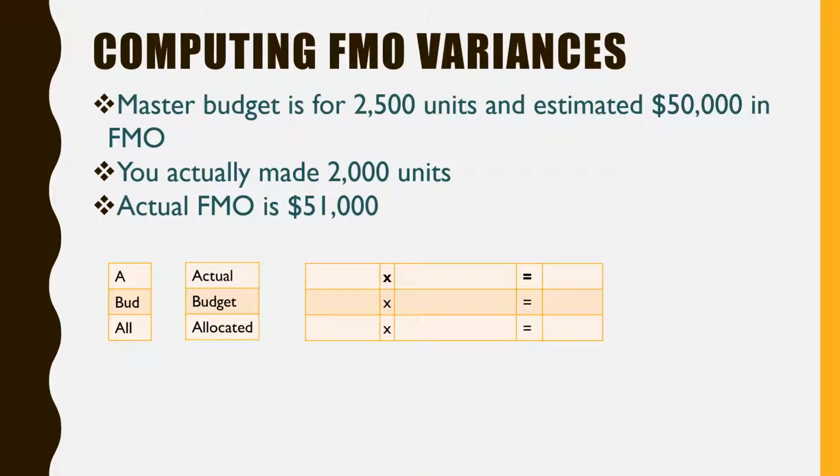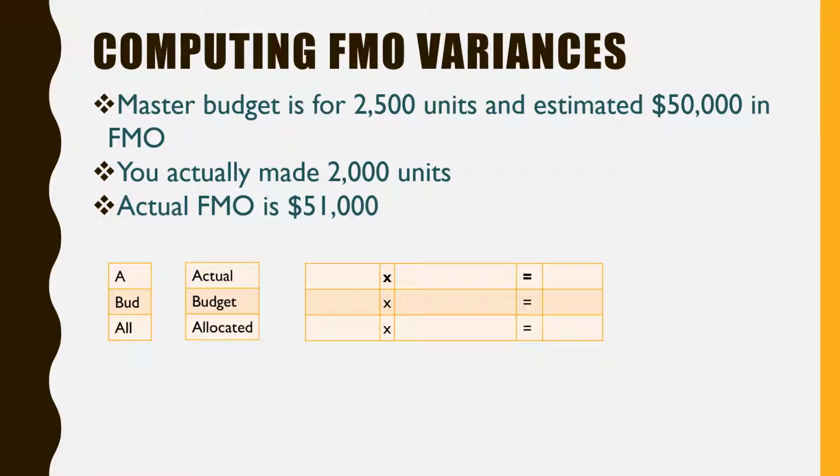Now we'll use that table for our same problem, manufacturing those metal owls. Our master budget is for 2,500 units, which we've had in all the slides before. What we're adding here is our estimated fixed manufacturing overhead was 50,000. We actually made 2,000. Again, that's consistent with the other parts of this problem, but we do need to know that our actual fixed manufacturing overhead is 51. So you can kind of just look at it and see we estimated 50 and we really spent 51.